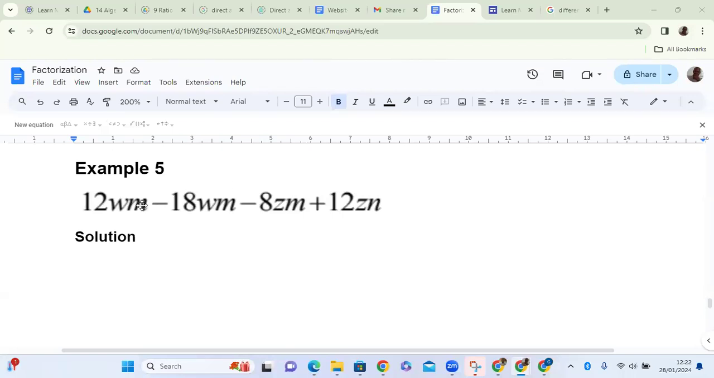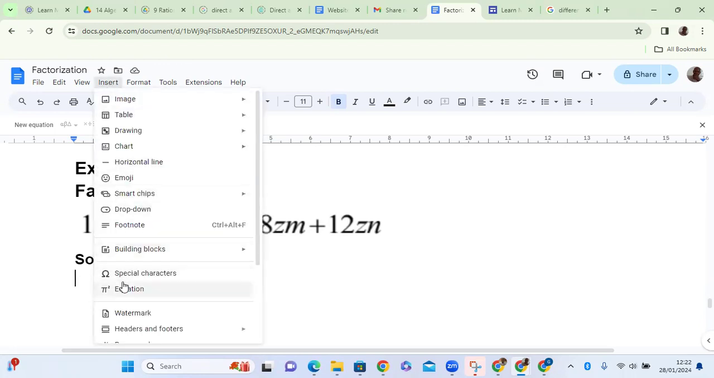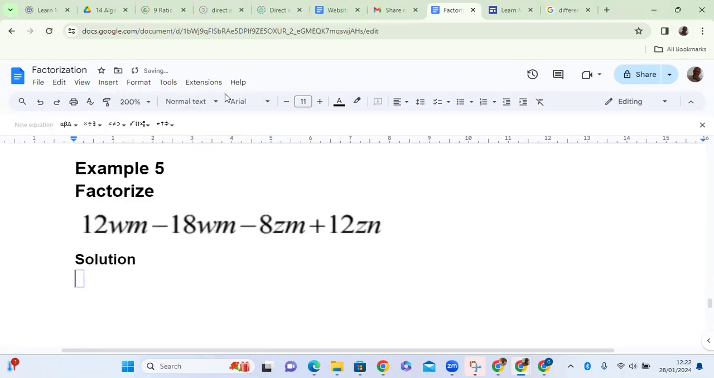So let's try to factorize this expression. What is the first thing we've got to do? Therefore now, if we have to factorize this, we have to look at the two first terms and the two last terms separately with the negative sign in the middle. Between 12 and 18, the highest common factor is 6.